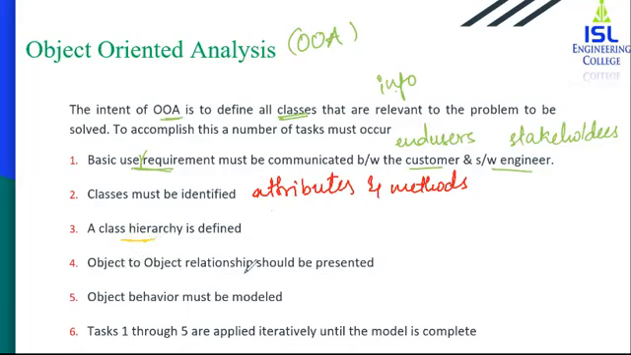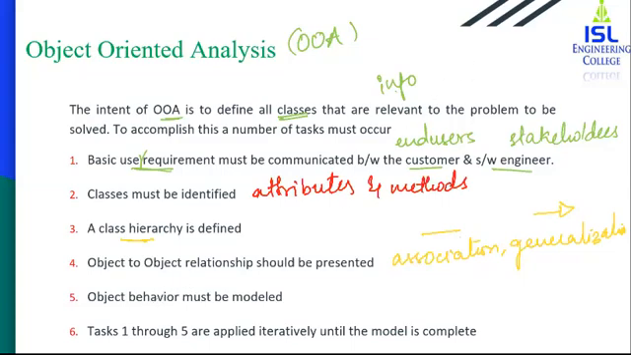Then the next is that object-to-object relationships should be present. Object-to-object relationship means you're going to have an association relationship or a dependency. Association means a direct link. Then generalization means it is making use of functions that are already there in some other class, that is, it is inheriting some specific features. So there are different relationships. You need to identify the relationship between the two different objects.